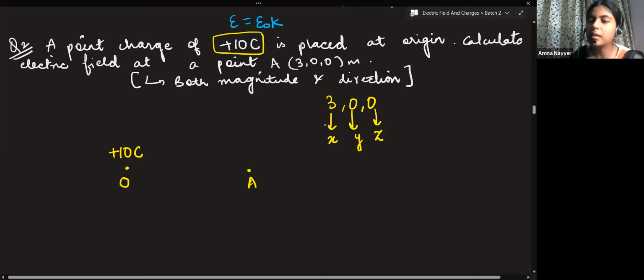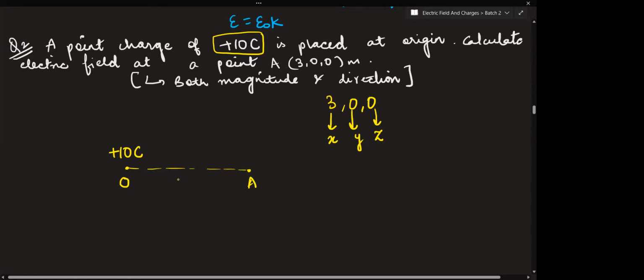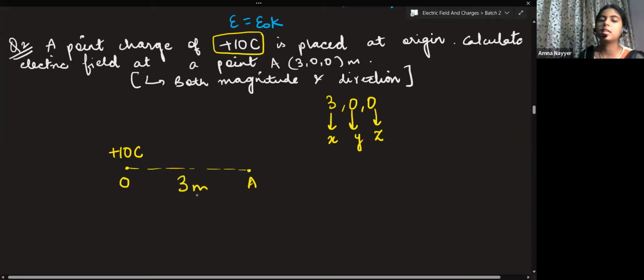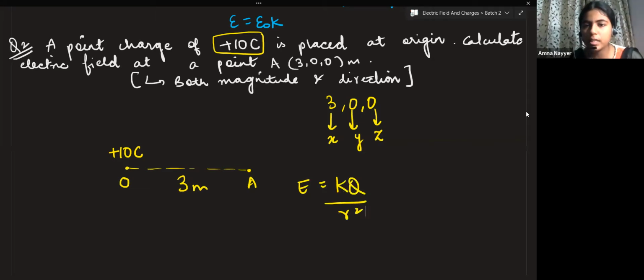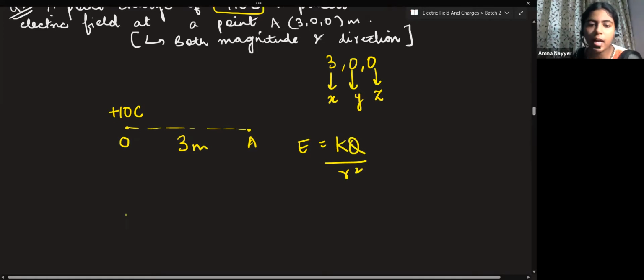So if it says 3 meters, 0, 0, it means there is no coordinate of y, no coordinate of z, only x is given to you as 3 meters. So if this is the origin, this will be your x-axis. Hamza, you tell me, what will be this separation then? 3, correct, 3 meters. Now see, the formula of electric field. In short, it is kq divided by r square, which is easy to remember. We can elaborate it later on. Now, what is the value of k?